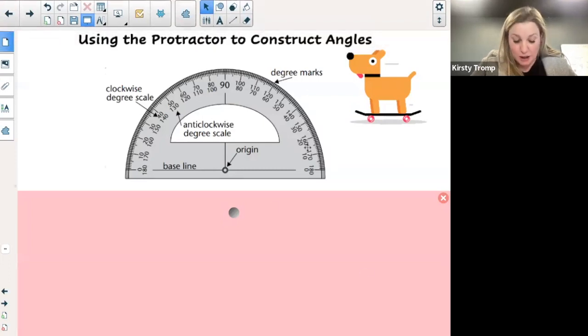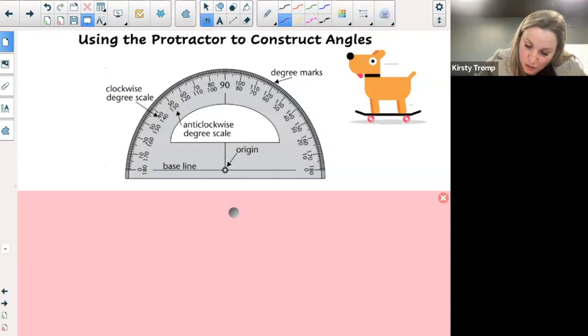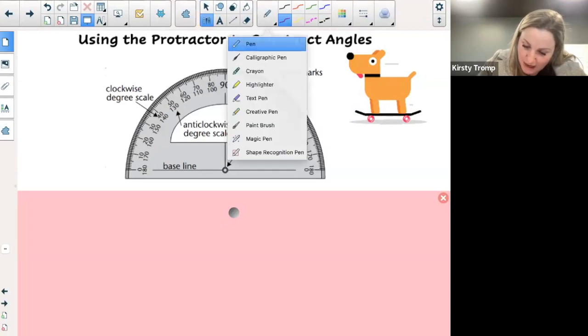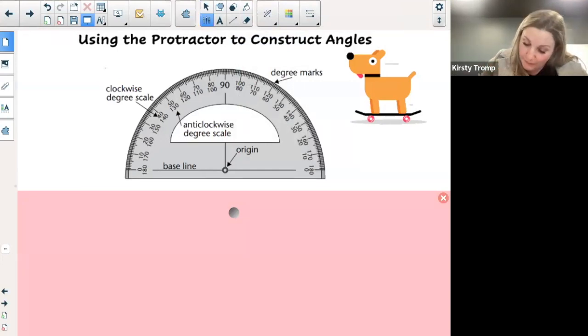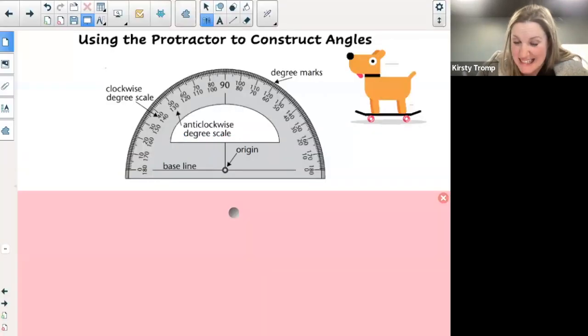So when we look at the protractor, there's a few different things that we need to note. Let's pick up our magic pen. On this protractor, the first thing we're going to note is this point over here. That point is what's known as the origin. The origin is the point in the center of the protractor, and that is the point that we are going to place on the vertex of our angle.